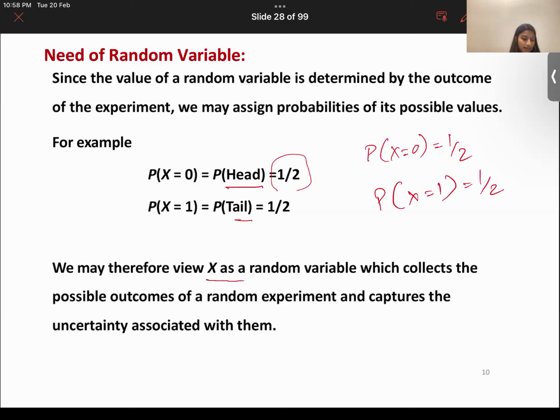So X is a random variable which collects the possible outcomes of a random experiment and captures the uncertainty associated with them. So this random variable is just associated with either a head or a tail.